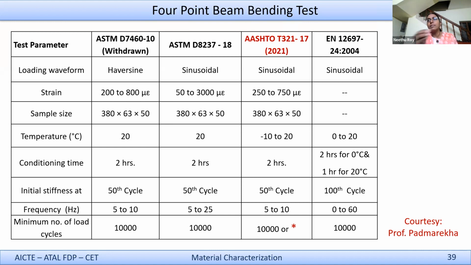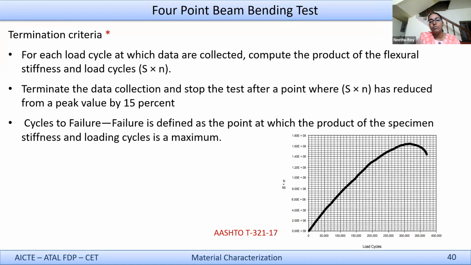Okay, so you'll give some initial 50 cycles for the seating essentially, and then you do a number of repetitions of the loading cycle, and then again the experiment will be stopped when you compute something called the stiffness of the material. Based on the stiffness, you multiply the stiffness with the number of cycles. You see that it goes like this, and when it reaches a maximum value, let it come down by at least 15%.